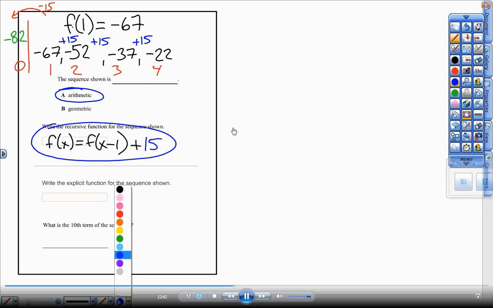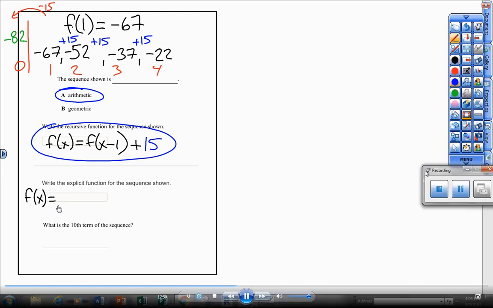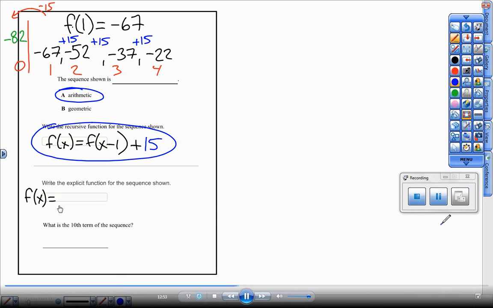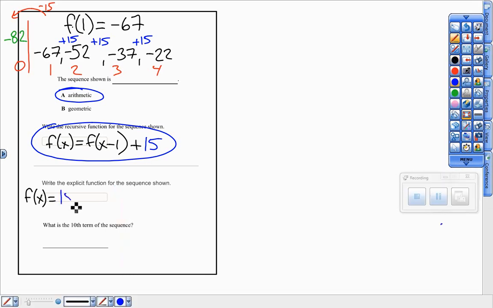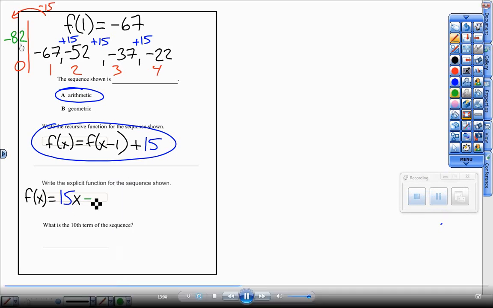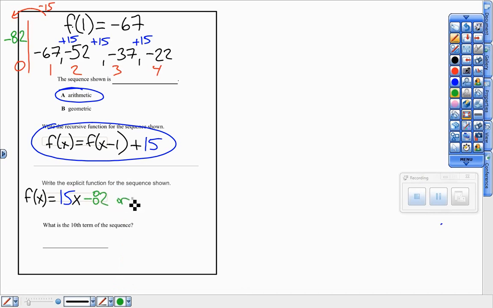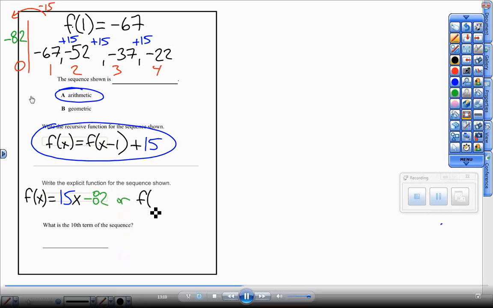My two explicit forms. First one, I could either use that 15 times x, and that's coming. So I could write that as 15x plus or minus the y-intercept term, the 0 term. This would be minus 82. Or I could use f of x equals that same 15, but since I'm going to the right, that would be times by x minus 1 in parentheses, plus the first term, which is negative 67.